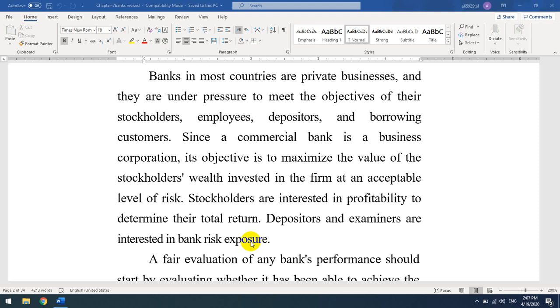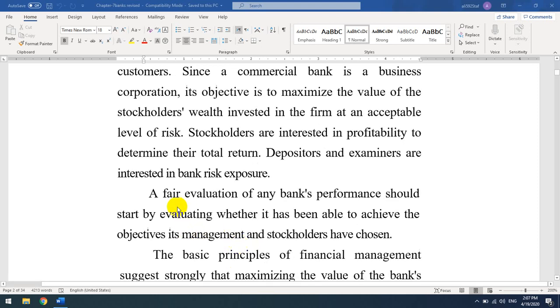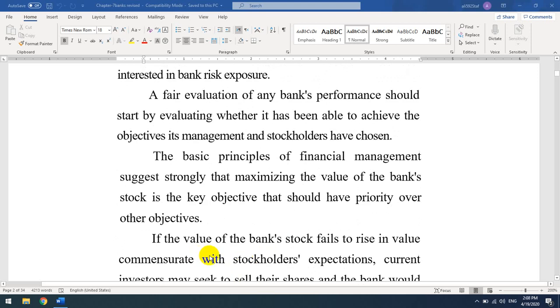So we can say that the most important measures or dimensions of commercial bank performance evaluation basically lie in two basic dimensions. Dimension number one is profitability, and dimension number two is risk. The basic principles of financial management suggest strongly that maximizing the value of bank stock is the key objective that should have priority over other objectives.